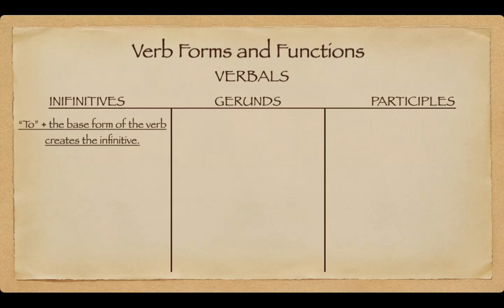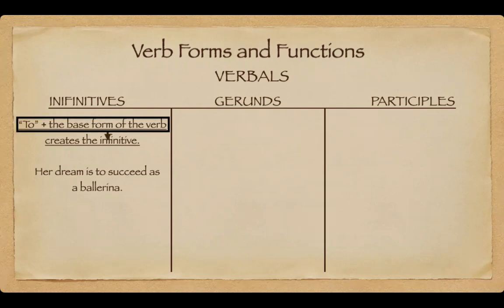The word to plus the base form of the verb creates the infinitive. Her dream is to succeed as a ballerina. In this example, to succeed acts as a noun receiving the verb is. Infinitives.